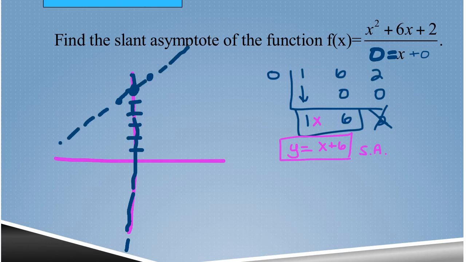How can you just ignore the remainder though? Just for slant asymptote, you don't need it. So you're not saying that's the actual answer to the division problem. It's just that for the division problem, for slant, you only take the quotient. Okay. Yeah.